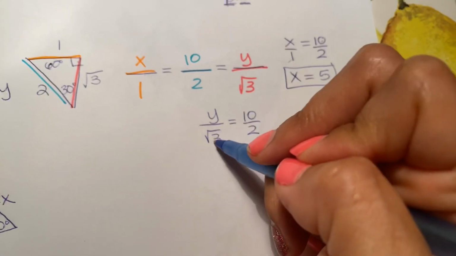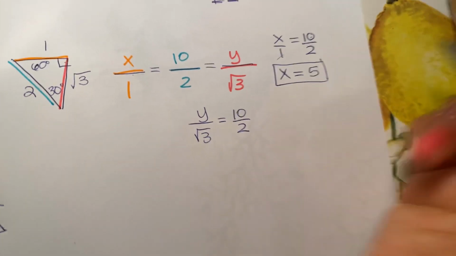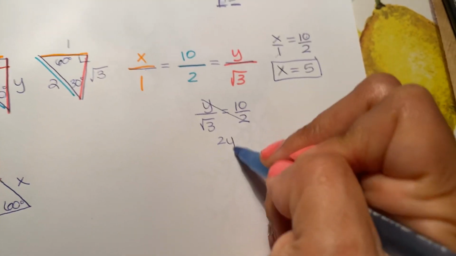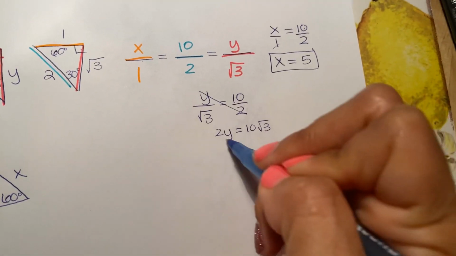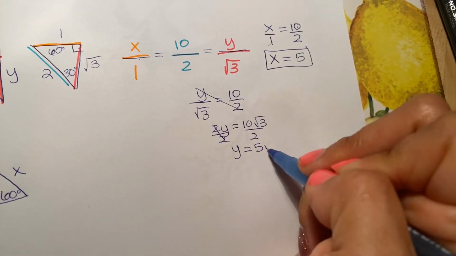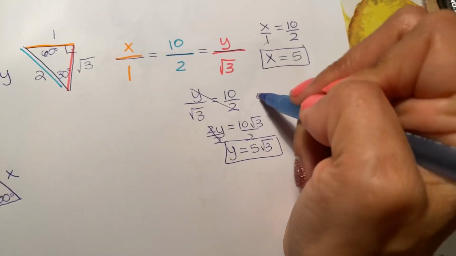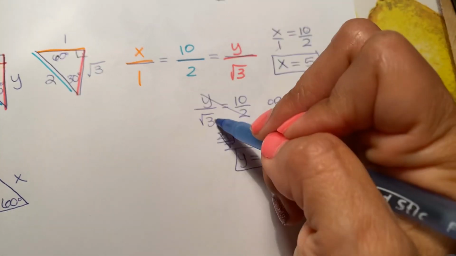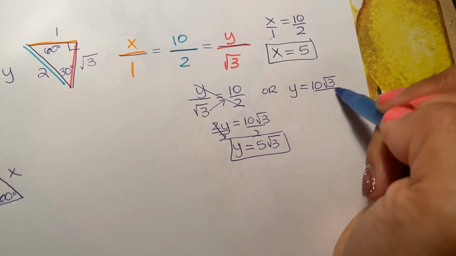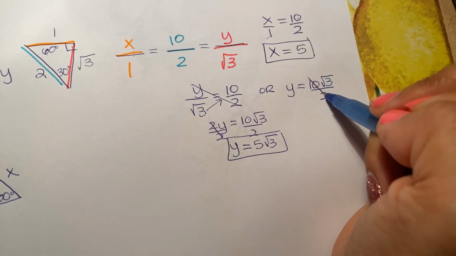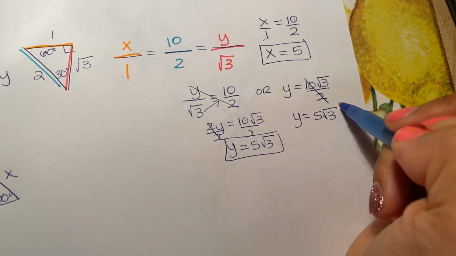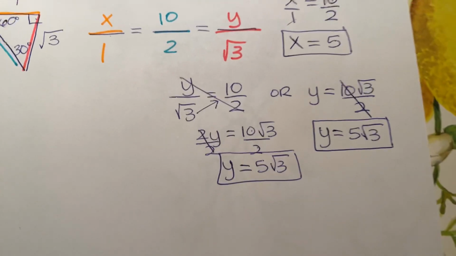Okay, so y over rad 3 equals 10 over 2, right? Okay, so this is up to you. All right, if you want to go the 2y equals 10 rad 3, and then divide by 2, you would get y as 2 goes into 10 5 times, 5 rad 3. Okay, or do you want to do this? Do you want to take the rad 3 up, and you would get y is equal to 10 rad 3 over 2, and then you would reduce and get 5 rad 3. It is up to you what you see here.